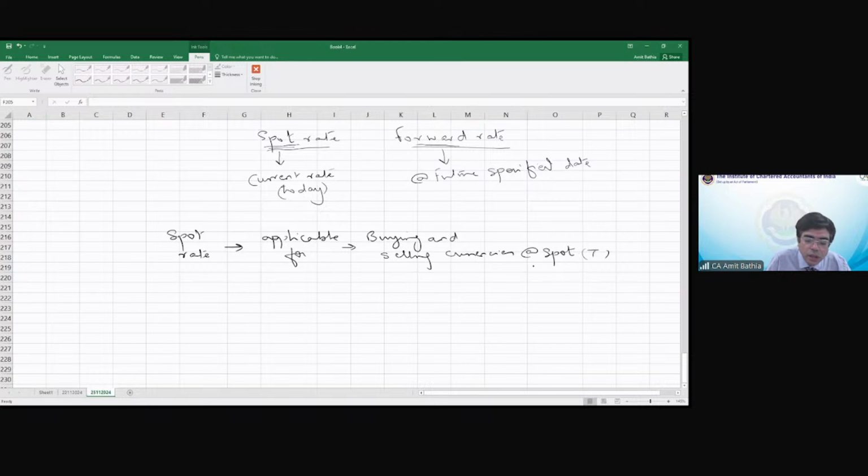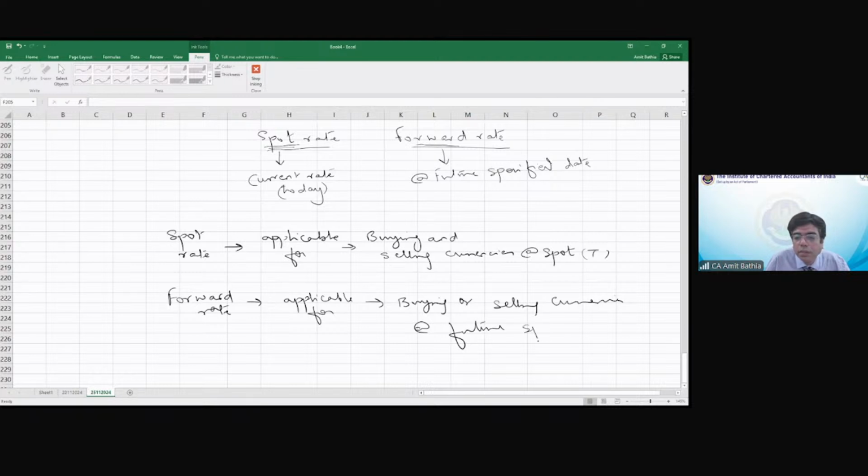On the other hand, forward rate is applicable for whom? Buying or selling currencies at a future specified date.